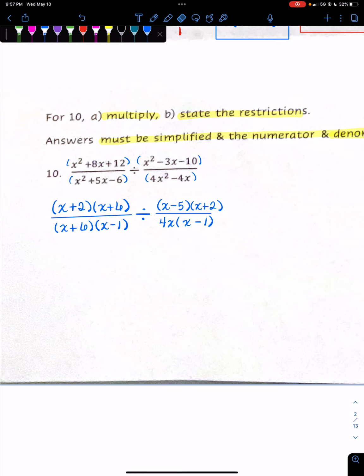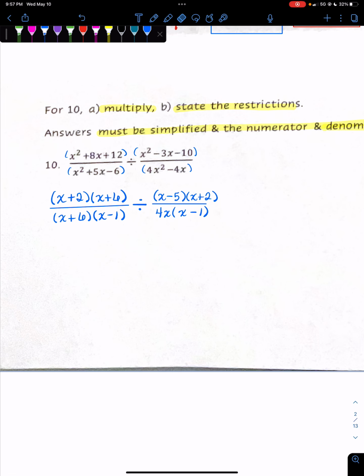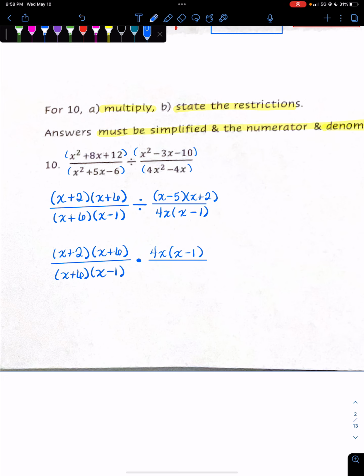Okay. All right, now I'm going to go ahead and turn this into multiplication. Keep the first fraction the same. So x plus 2, x plus 6, all over x plus 6, x minus 1. Now change division into multiplication. That's how we divide fractions. And then we've got 4x, x minus 1, because we flip the second fraction. We invert it so that we've got x minus 5 over x plus 2.